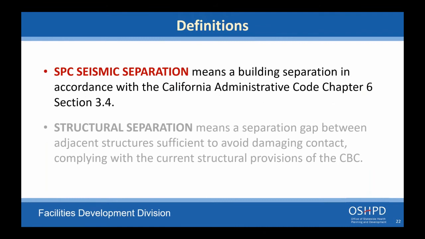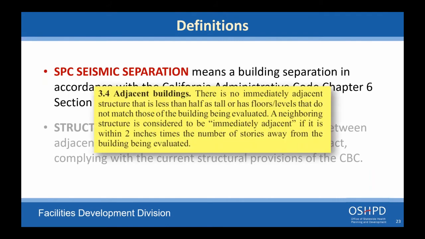So for an SBC seismic separation, it's a building separated in accordance with administrative code. Basically, what this says is if it's within 2 inches times the number of stories away from the building being evaluated, it can be a seismic separation. This is a lot less requirement than if it was not a hospital building.